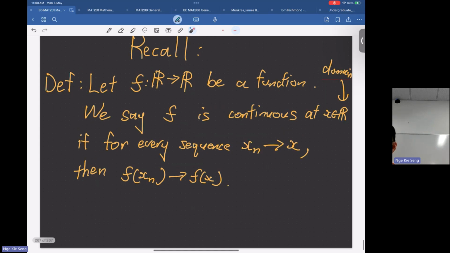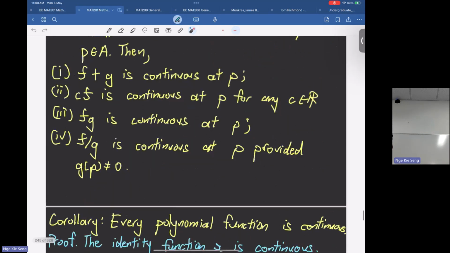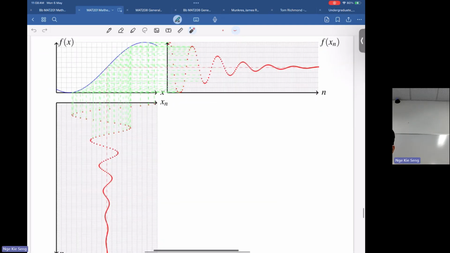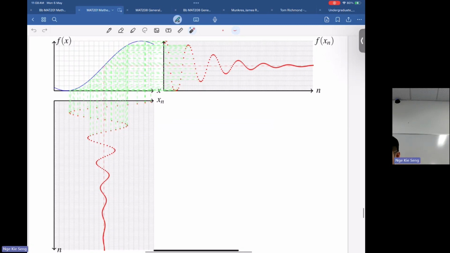Maybe we can think more closely about what this convergence means. Look at this picture here. Suppose we have this continuous function, which seems very continuous, right? We look at one particular point here, let's call it P. I want to show that this graph is continuous at P. Is it continuous at P or not?